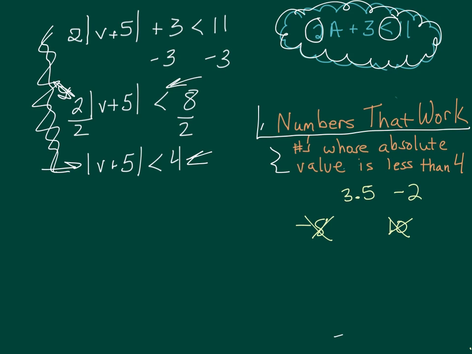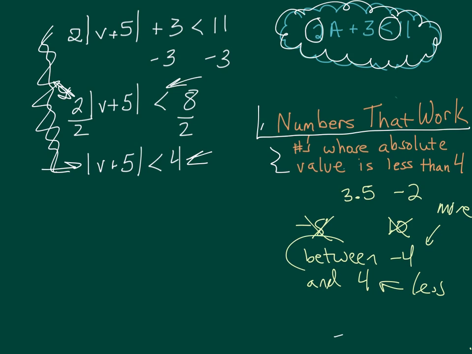So it turns out that we want numbers between -4 and 4. Mathematically that means numbers that are more than -4, but less than +4. It's literally between them, right? So we're going to take whatever this absolute value is, that's v plus 5, that's what we're taking the absolute value of, and we want to make sure that it's between -4 and 4. That's to say that 4 is definitely bigger than it, and it is definitely bigger than -4.